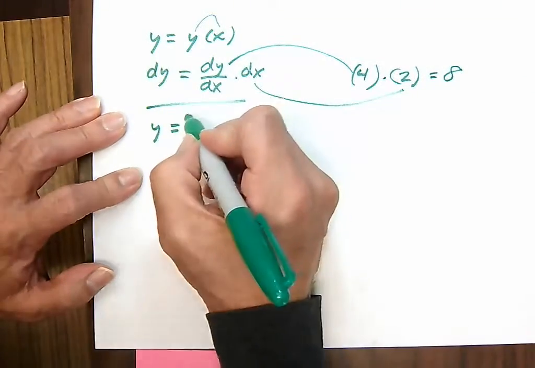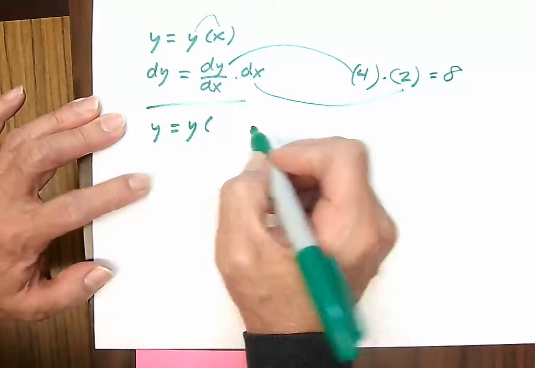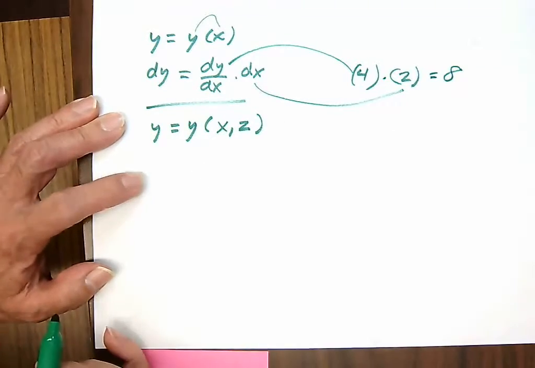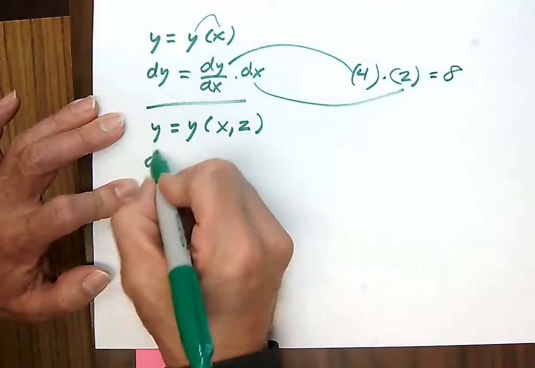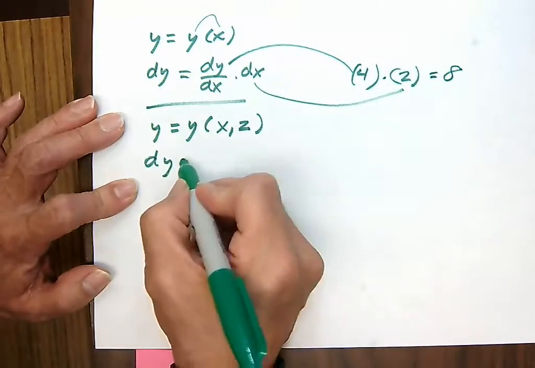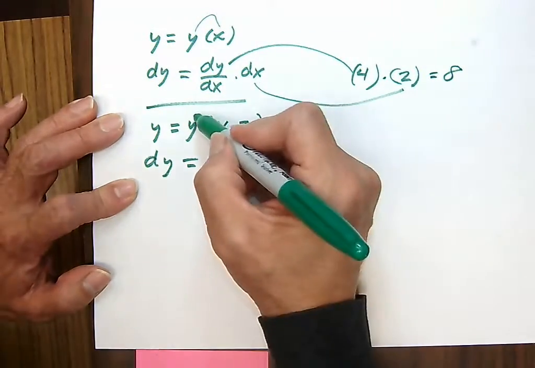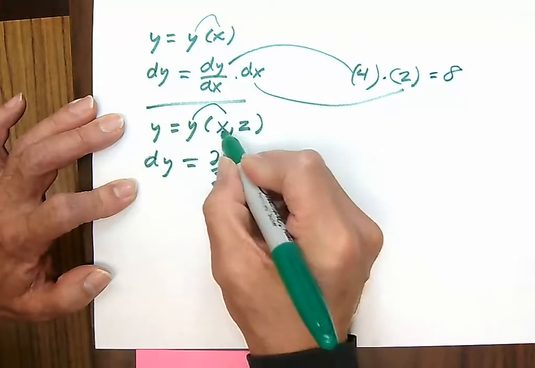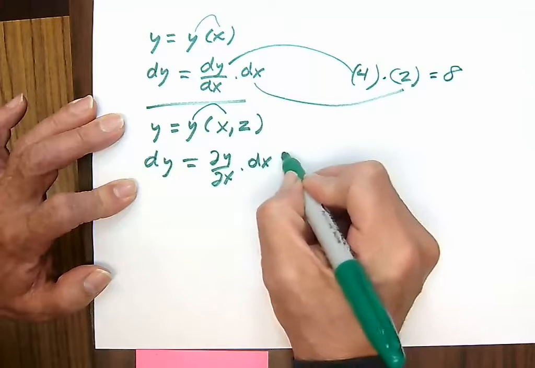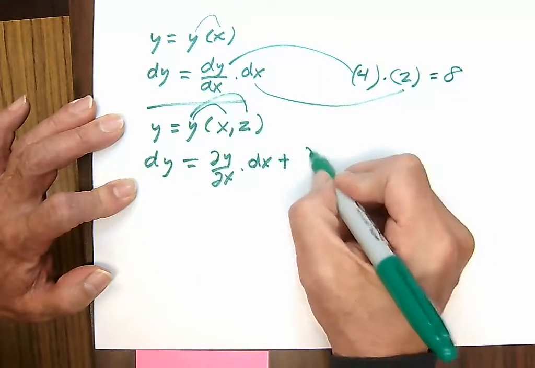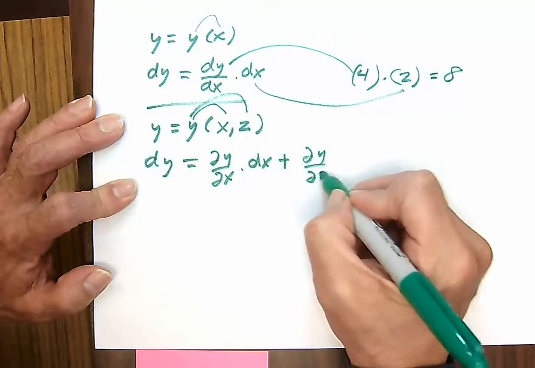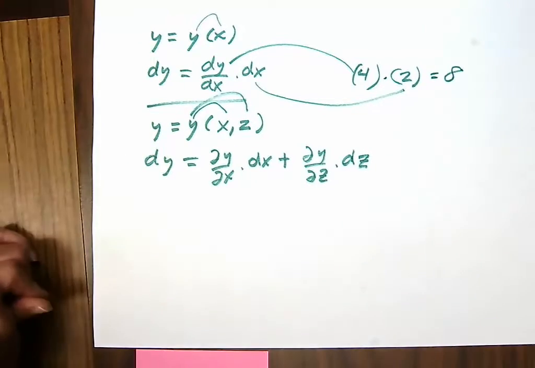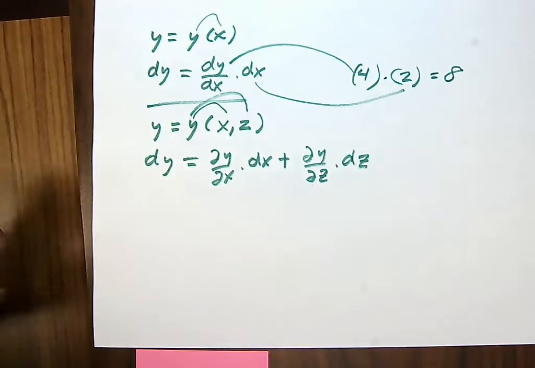Suppose y is a function of 2 variables, x and z. Now how do we find the differential of y? Well, dy, the differential of y, here's what it's equal to. It's equal to the partial of y with respect to x times the differential of x plus the partial of y with respect to z times dz, the differential of z. And let's see why that makes sense.